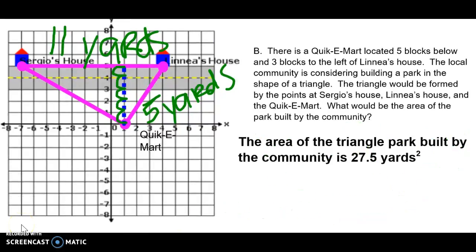Remember, scholars, we need to be producing proficient distinguished work at all times, which is why I restated my question in my answer by saying the area of the Triangle Park built by the community is 27.5 yards squared.